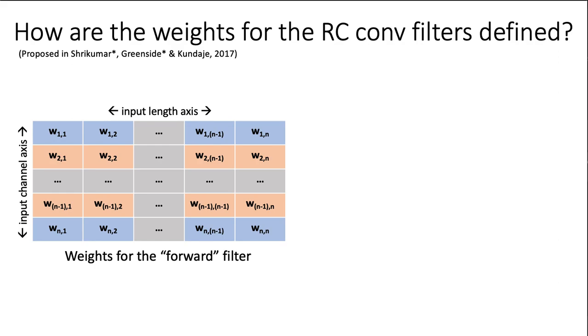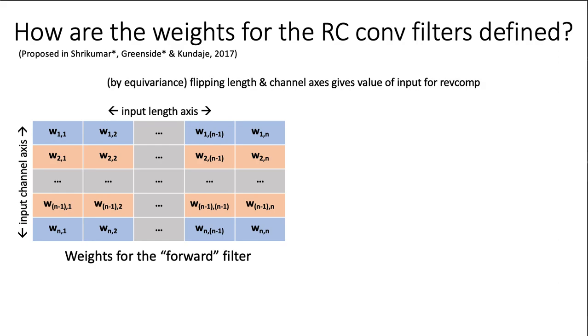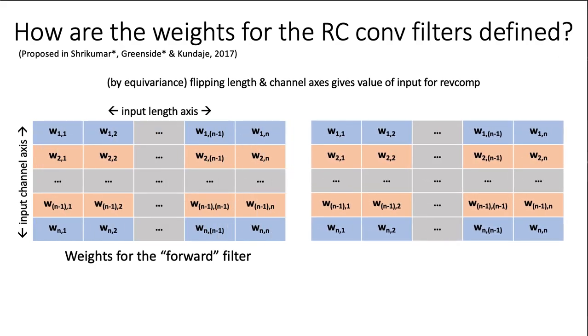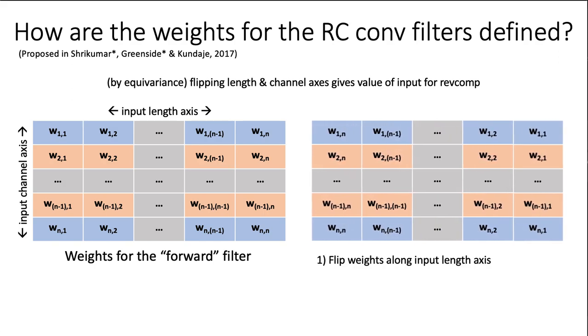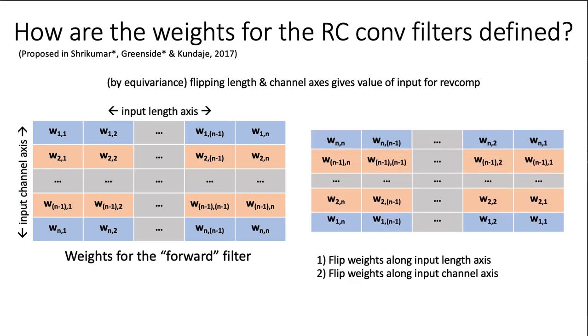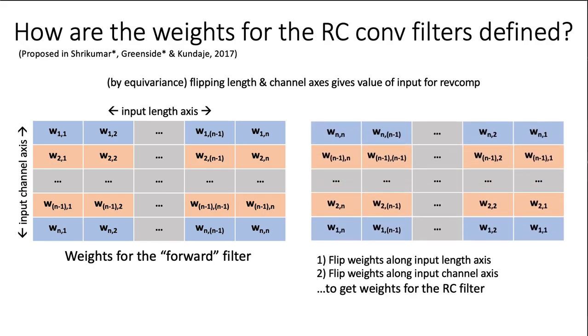Let's depict the weight matrix for the forward convolutional filter as shown. It has two dimensions, one corresponding to the input length axis and the other corresponding to the input channel axis. Due to the equivariance property, we know that flipping the length and channel axes of the input would result in what the value of that input would be for the reverse complement. Thus, if we were to take the weights that recognize the forward pattern, flip the weights along the input length axis, and flip the weights along the input channel axis, we would get the weights that would instead recognize the reverse complement pattern.